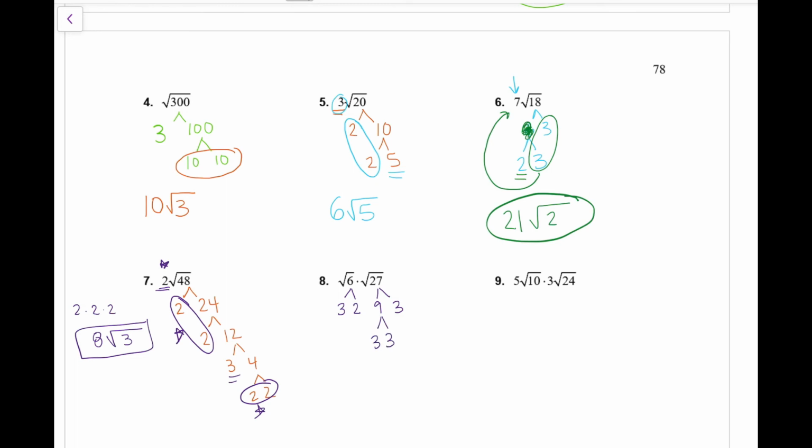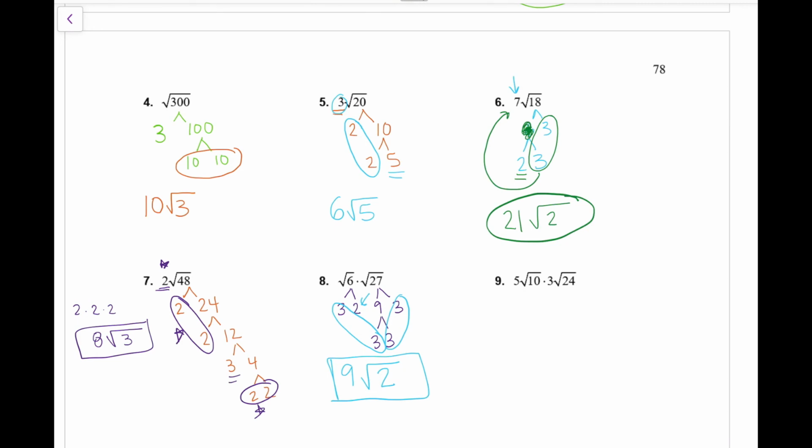So we want to find our married couples. So 3s here and here. If I multiply 3 times 3, I get 9 out front, and I have a 2 left over right here, which stays in the single house. So this breaks down to 9 square root of 2.